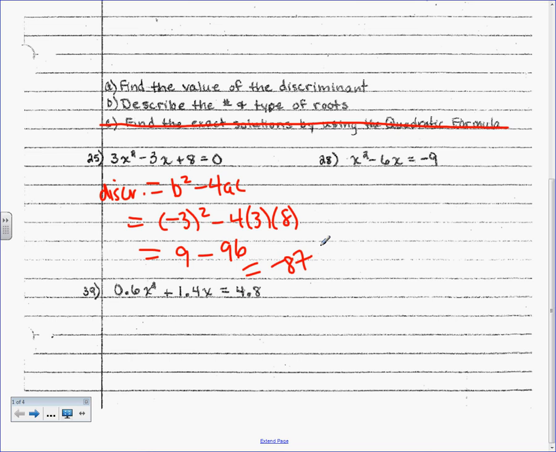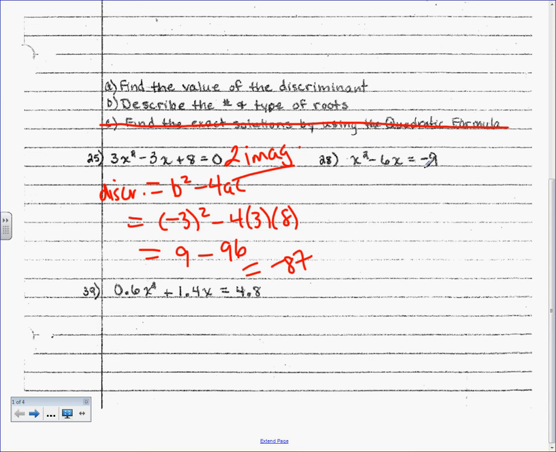Okay. Part B, how many answers am I going to get? 2, because it's a plus or minus. Are they real or imaginary? Imaginary, because if that negative is under the square root sign, I'm going to get imaginary. So that's my only option, 2 imaginary, or complex, if you want to say that, I don't care. That's part B. Is that okay?